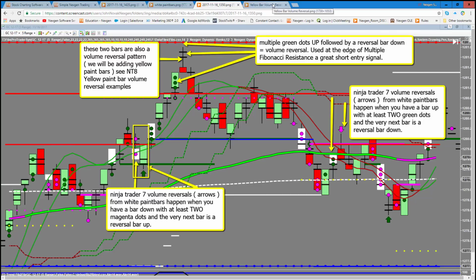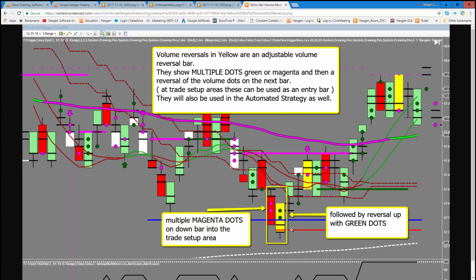And then the final pattern that you'll see is a yellow paint bar inside the market flow. The yellow paint bars are pretty simple. It just means that you had a volume reversal, which means nothing more than, let's say, a couple of magenta dots going down, followed by a couple of green dots going up. Now, obviously, if you're at Fibonacci support and the triggers haven't broken through and you have divergence, this bar is going to be an entry signal for us.